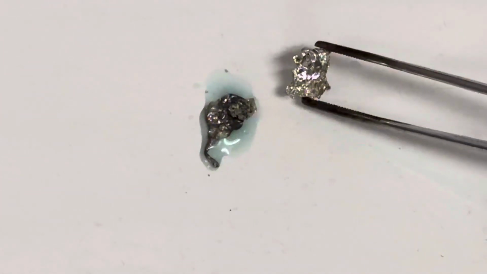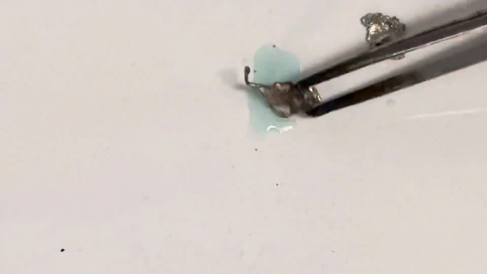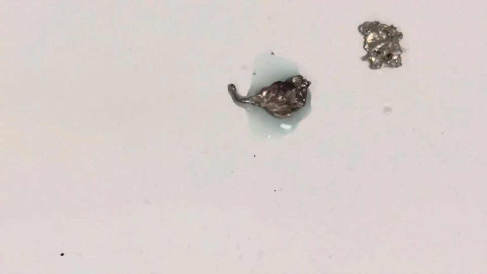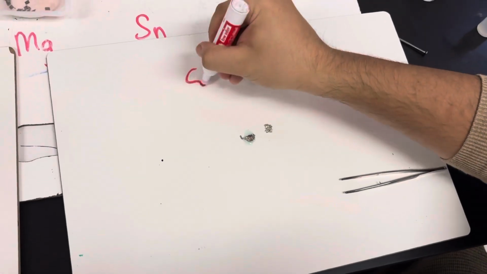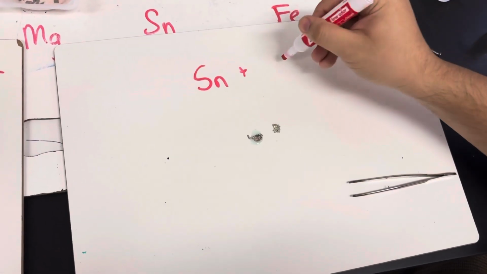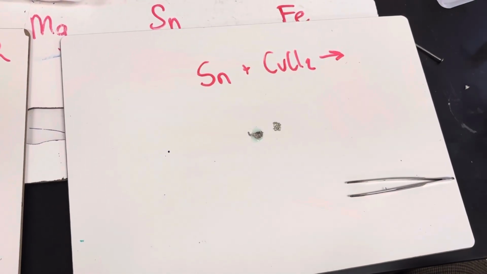Just a reminder, that's what our tin looked like before. Once it sat in our copper ion solution, we see a tiny bit of red there. That's copper metal forming on the surface of our tin. So let's write the chemical equation for this guy. Of course, we have tin plus copper(II) chloride. You can tell me what the products are.